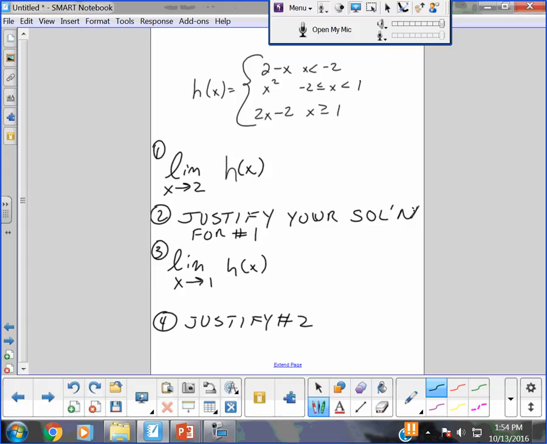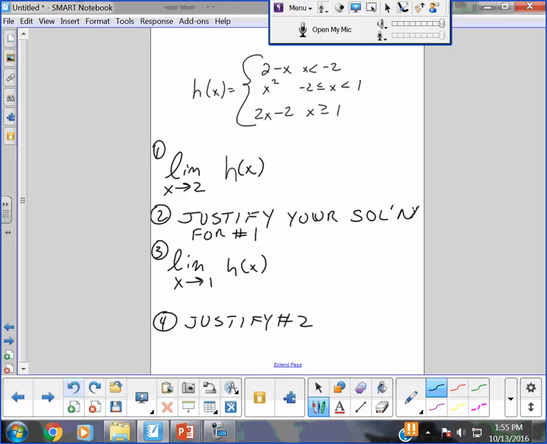We double check our domain right in here: less than 2 to negative 2, includes negative 2 to 1, includes 1 to infinity. Guys, every value of x has a function, so it is all real. I look, it says the limit as x approaches 2 of h of x, which is one of the, oh shoot.